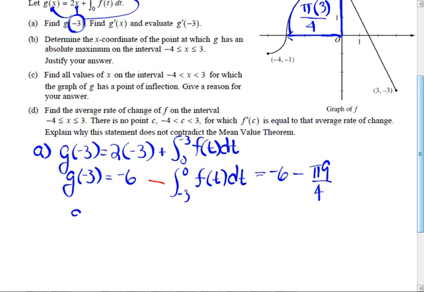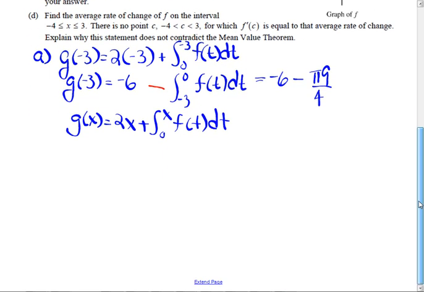Well, g of x is equal to 2x. I'm just going to recopy it. Plus the integral from 0 to x of f of t dt. And I want to find g prime. So I'm going to take the derivative, d dx.